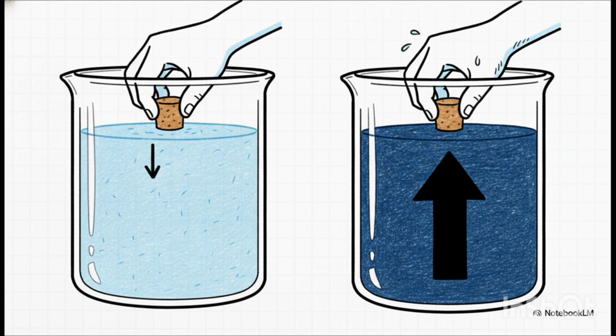A bigger object shoves more fluid out of the way, generating more upthrust. Second, the density of the fluid itself. This is huge because it completely explains why floating changes depending on what liquid you're in.